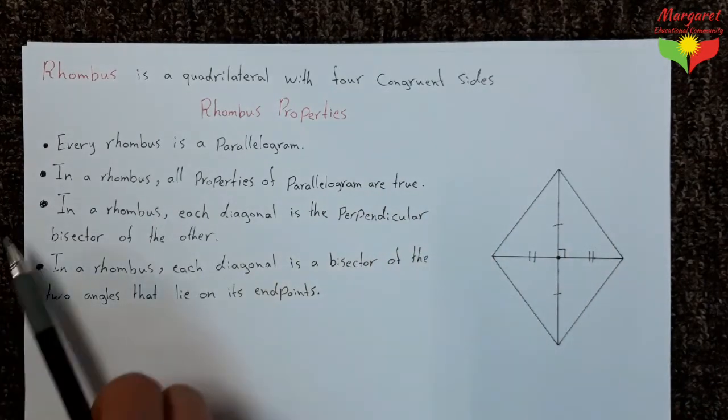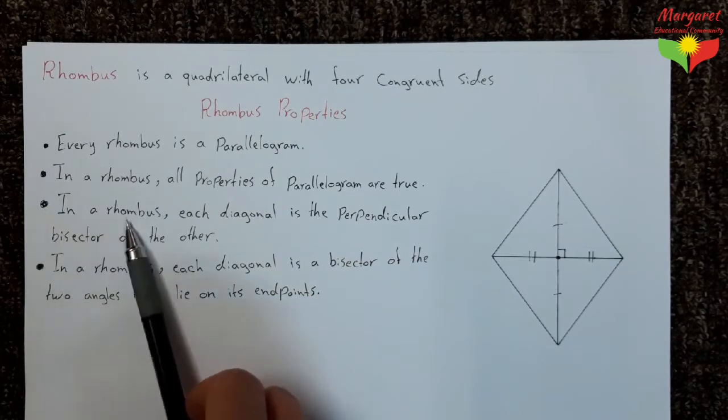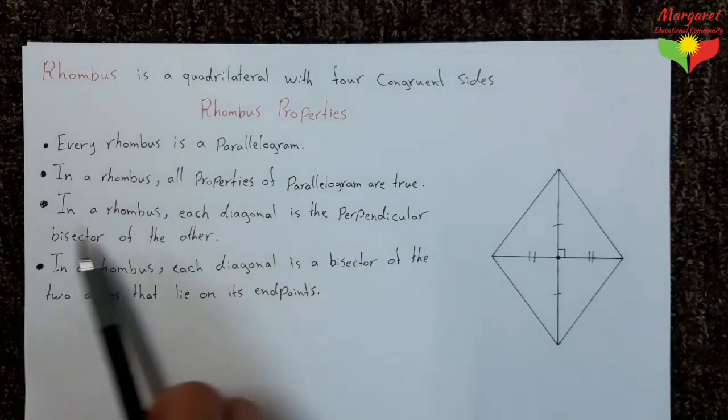And the third one says in a rhombus each diagonal is a perpendicular bisector of the other.